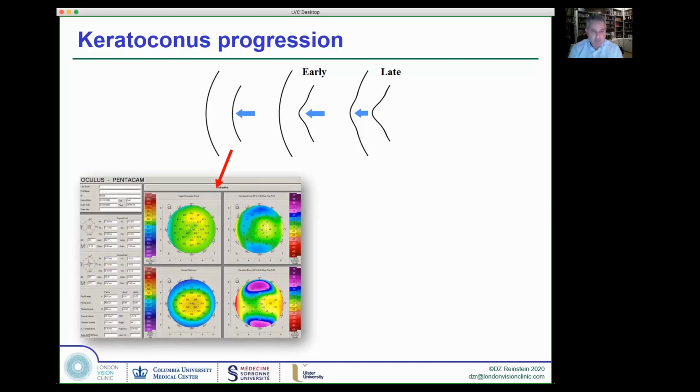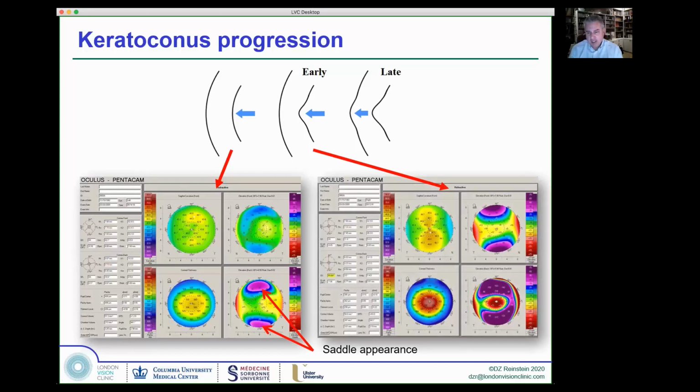And here's an example of a sagittal curvature map that looks completely normal, although it may be a little bumpy down here. That's the elevation of the front surface. Here's your thickness map, and here's your back surface elevation. You can see that the back surface elevation has a saddle appearance, which is exaggerated compared to the saddle appearance of the front surface. So this might be a little suspicious, but it's technically classified as normal.